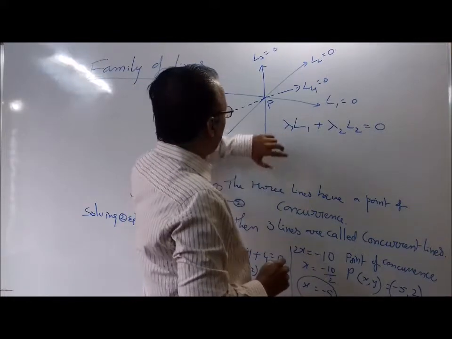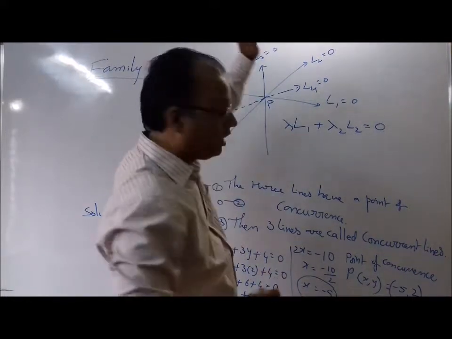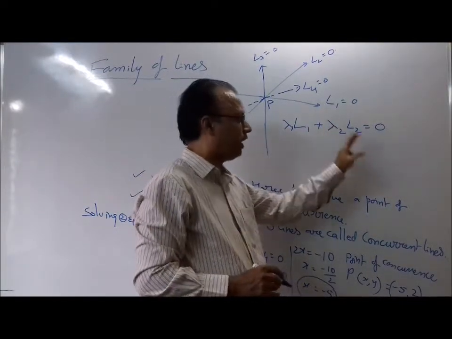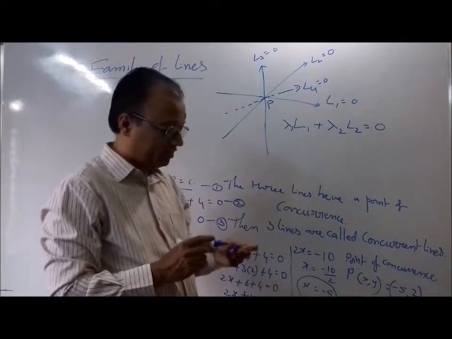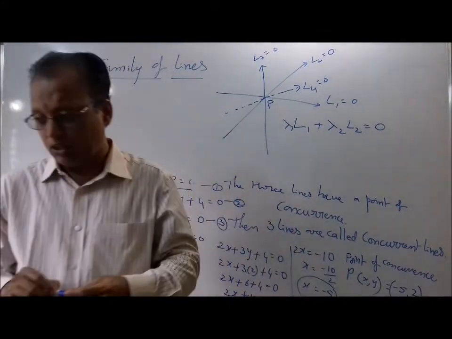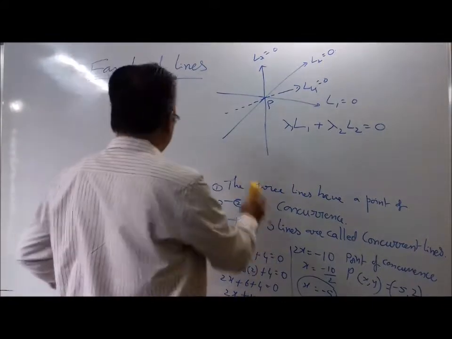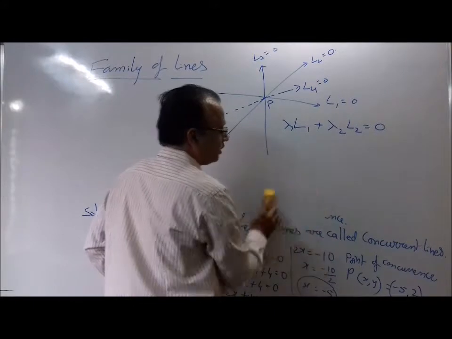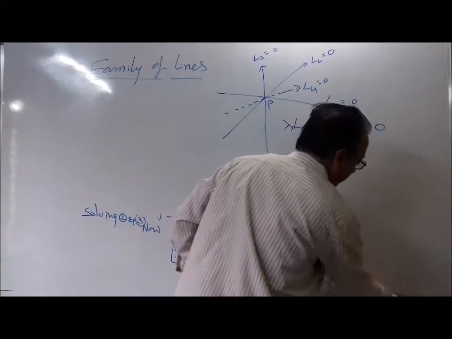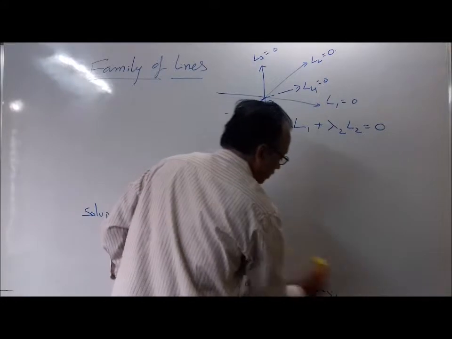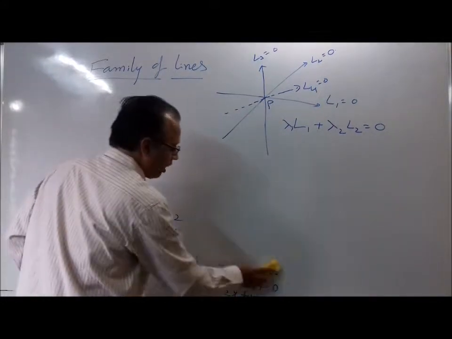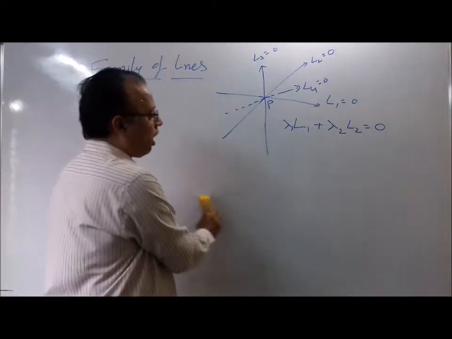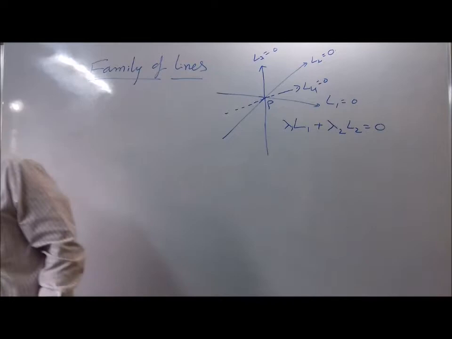So this is called the family of lines: lambda 1 L1 plus lambda 2 L2 equal to 0. So what does it represent? Family of lines means the lines are following some condition. What is the condition? All the lines are passing through the same common point. They can't go as they wish.